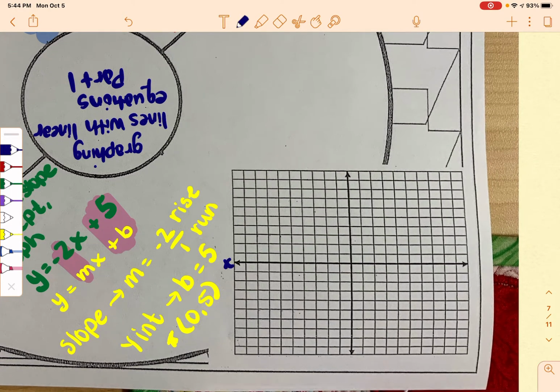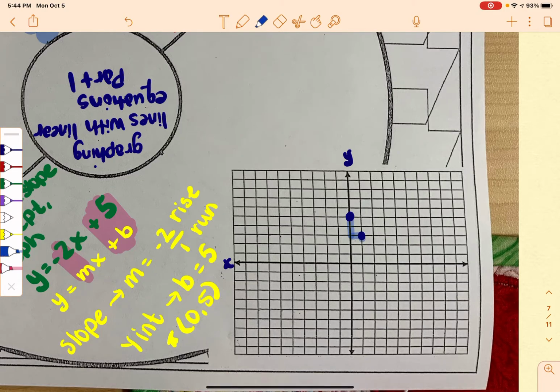Okay, I'm going to put my x, y there. So 0, 5. So 1, 2, 3, 4, 5. There's my first point. Now my slope is negative 2 over 1. So it means I'm going to go down 2 and over 1 to make my next point.